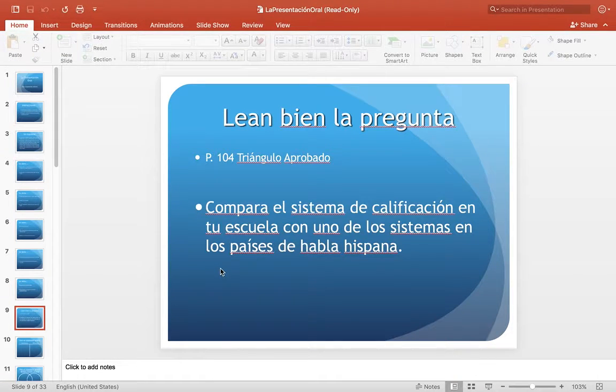Let's see. So here we have a different example, and our prompt is a bit different, but this one is talking about compare the grading system of your school with one of the grading systems of a Spanish-speaking country. So that's a good example of a question that might come up when we do other examples. But what we're going to do is compare the treatment of immigrants in your community with that of another Spanish-speaking country, in this case, Colombia.